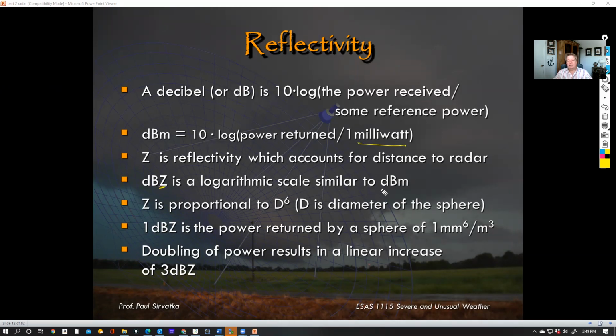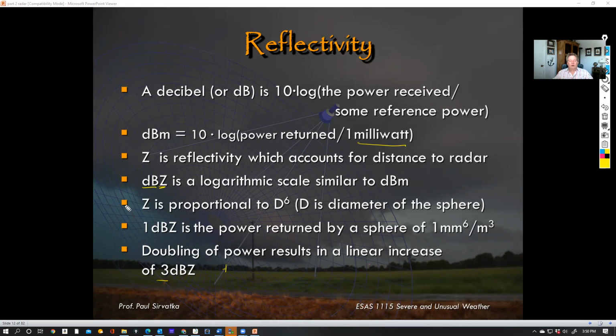DBZ is just like this, but the reference power is that one spherical raindrop in a box at a certain distance. But the decibel idea is we're taking something exponential and making it linear. So the key thing is, if we double the power coming back, the return power, we add 3 dB. If we cut it in half, we lose 3 dB.